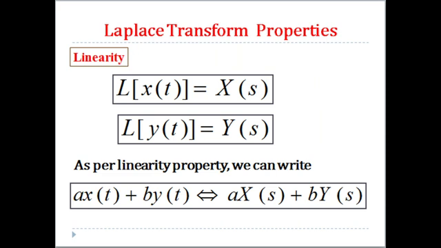Some of the important properties of Laplace transform are, first is linearity. Suppose consider two input signals x of t and y of t. The Laplace transform of the signals can be given as X of s and Y of s. As in the previous lecture we have studied that linearity property obeys the principle of superposition. By using this superposition principle we can write Laplace transform of a x of t plus b y of t is equal to a capital X of s plus b capital Y of s.